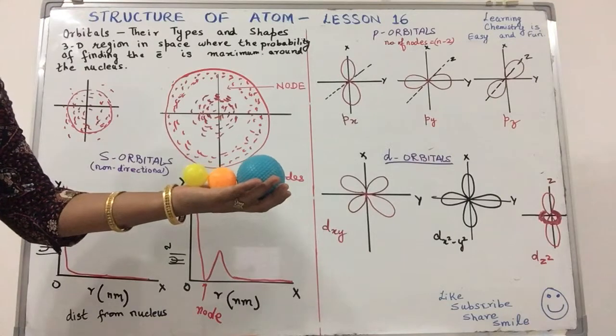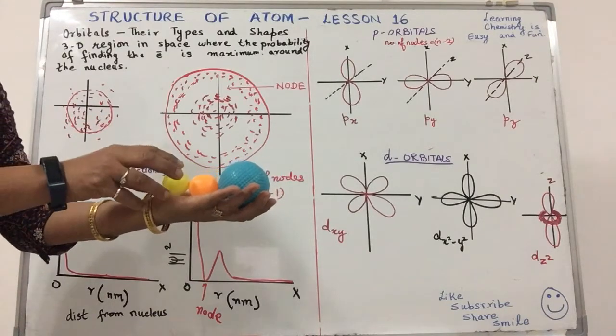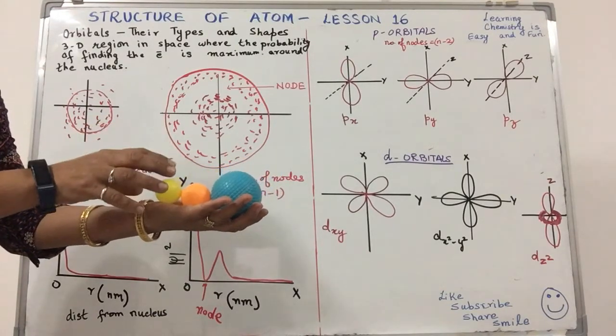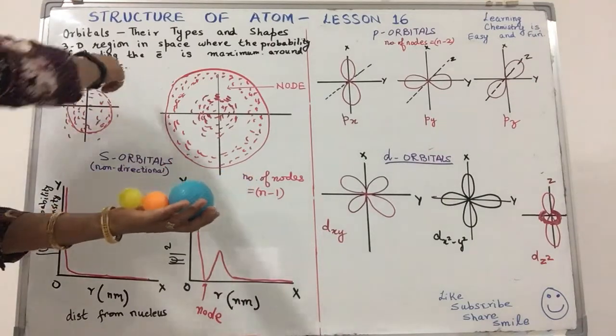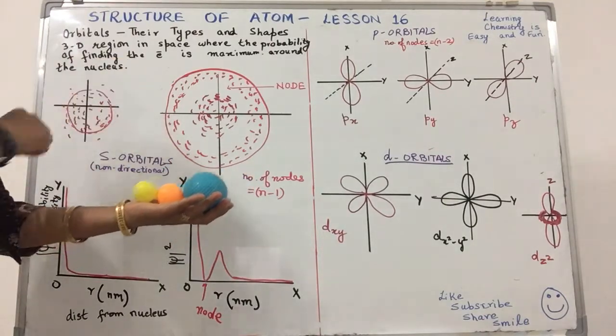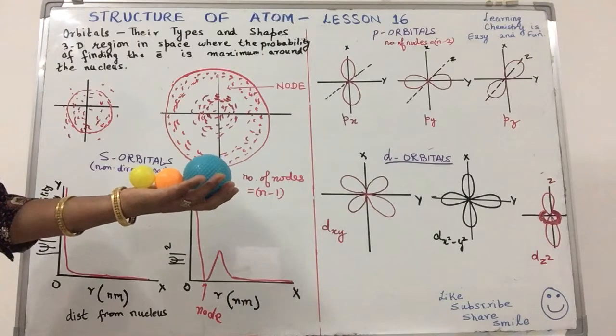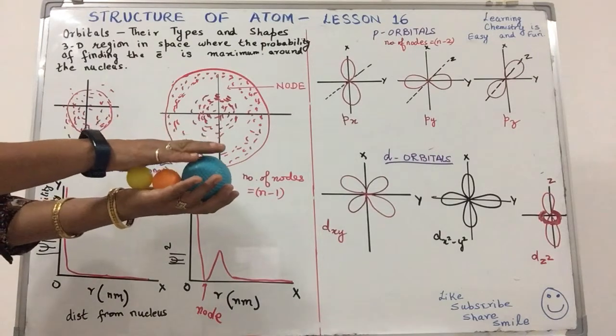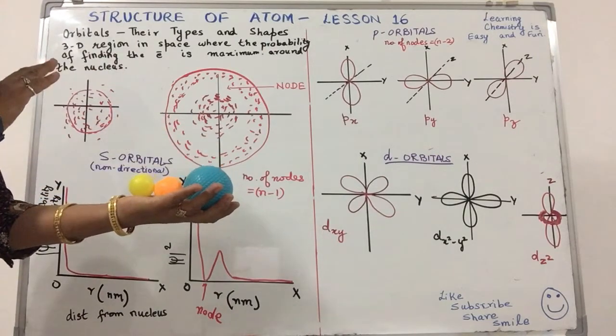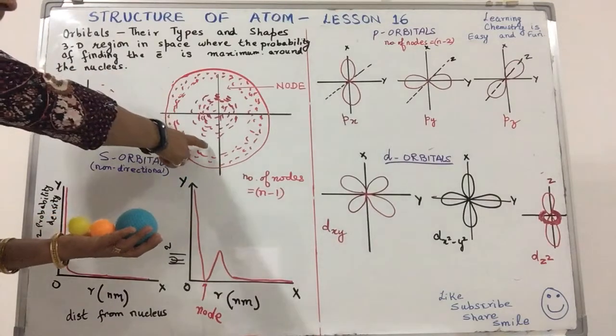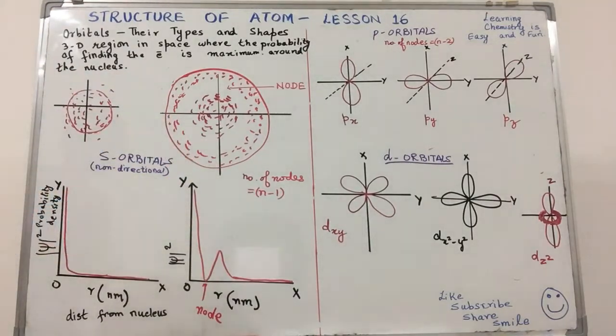Now all of them are spherically symmetrical. Spherically symmetrical around what? Around the x, y and the z axis. But their size has grown. Clear? Same thing we have represented over here.